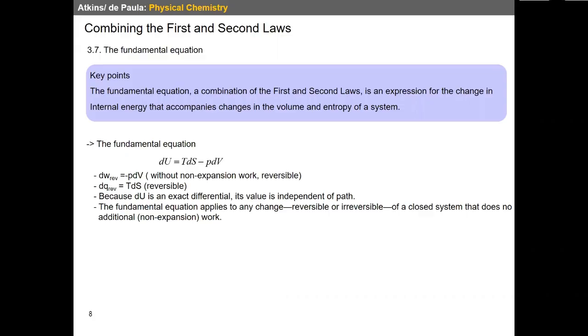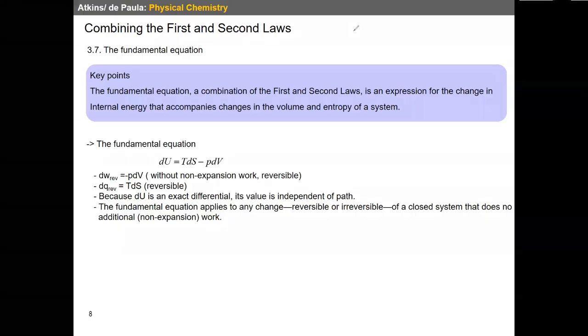Okay, so let's start today's class. Today we will talk about chemical potentials and some examples of how you can use chemical potential for calculations. Before that, I will start with the rules of combining the first and second laws.